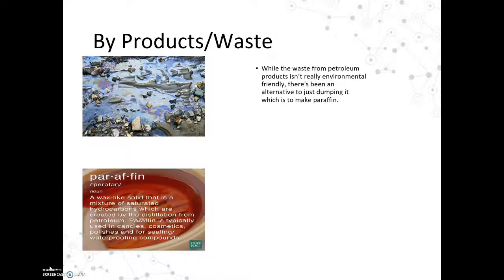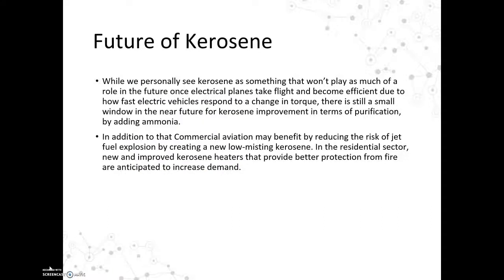And from that waste, instead of just disposing of it, this is where a byproduct can be made from it, and that's paraffin. Just like what's written on the slide, it's a wax-like solid that is a mixture of saturated hydrocarbons, which are created by the distillation of petroleum, and specifically in our case, kerosene. Now, paraffin can be used in candles and waterproofing compounds. So yeah. Finally, the future of kerosene.